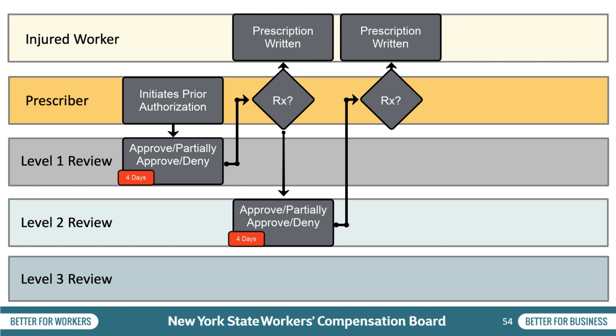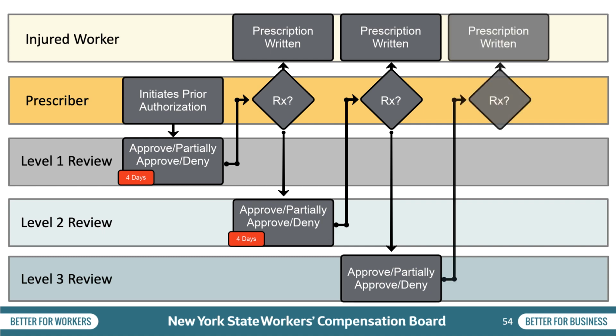If the prescriber wishes to appeal the Level 2 denial, within 10 days they should respond to the denial rationale from the Level 2 reviewer and submit a Level 3 review by the Workers' Compensation Board's Medical Director's Office, or MDO. The decision of the MDO is final and can only be appealed by the injured worker. The prescriber would then write a prescription for the requested drug if the Level 3 request was approved, or for a formulary agent if denied.